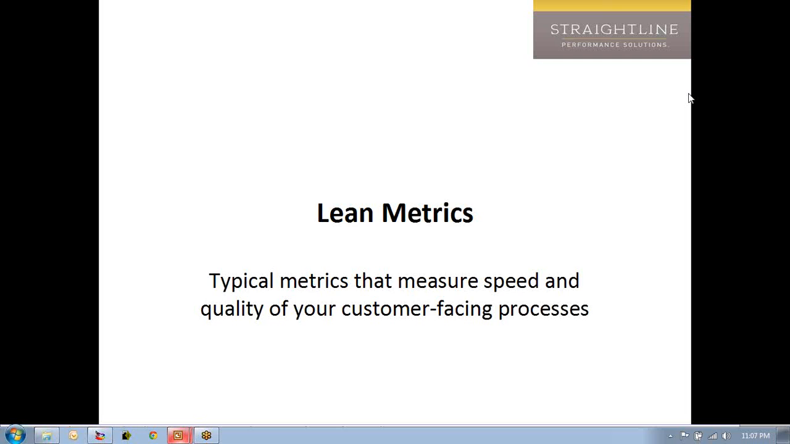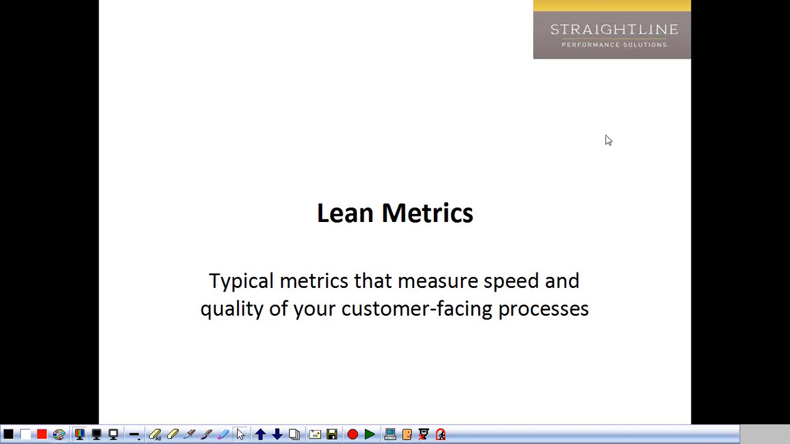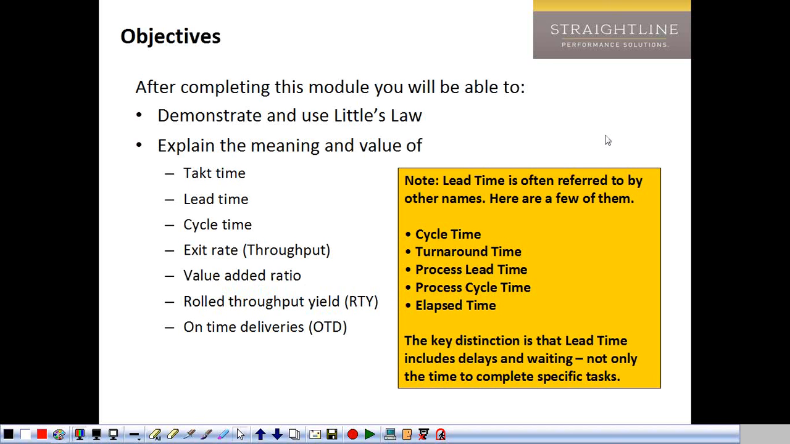It's not exhaustive. There are many that are in here, such as inventory turns, that are not covered. This is just to give you an idea of some of the more important ones. So let's have at it. This starts on slide 16 in your book.